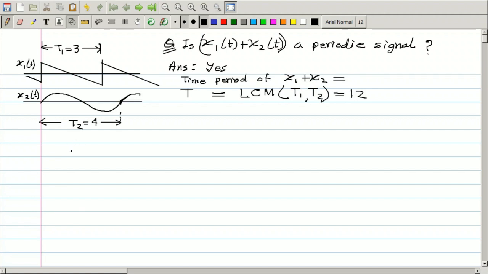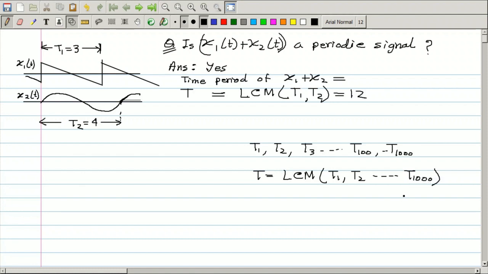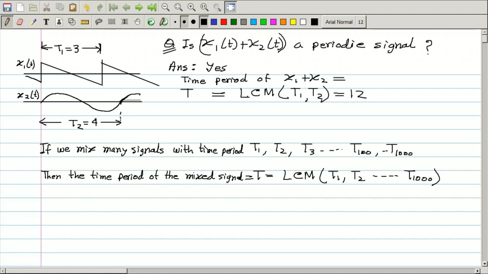So in this way, if you consider many periodic signals with time period T1, T2, T3, T100, T1000 and like that, then when you add all these signals, the time period of the mixed or added signal will be the LCM, least common multiple of T1, T2, T100, T1000, all of them together. So when we add 100 or 1000 or 10,000 periodic signals, the result is going to be again a periodic signal.